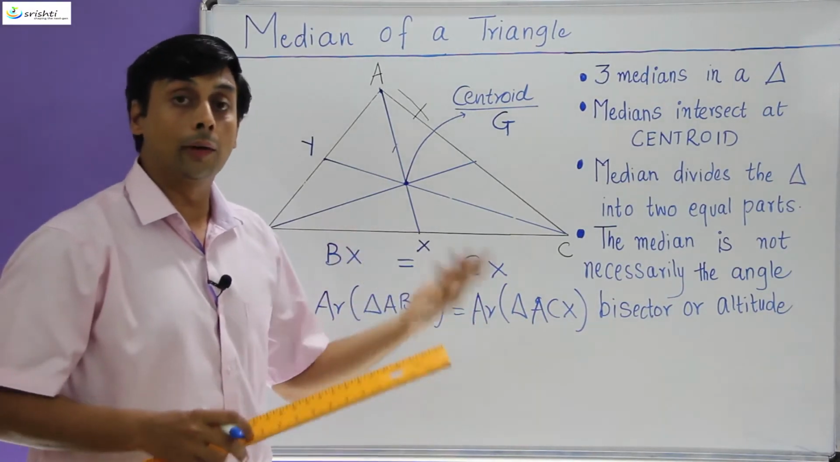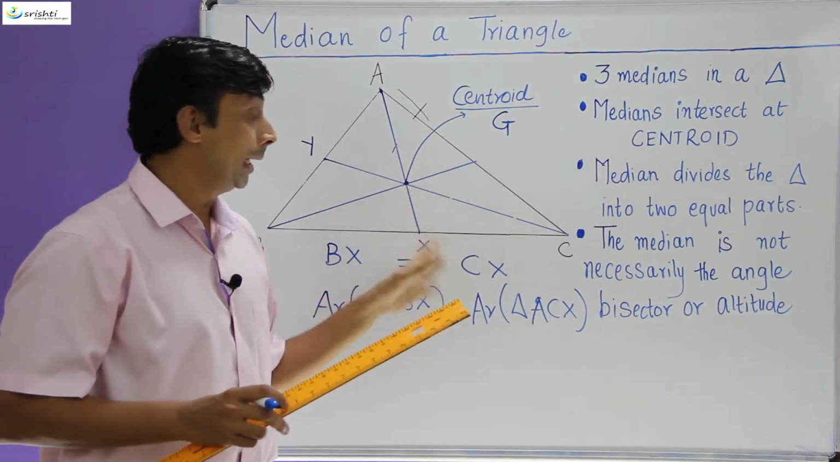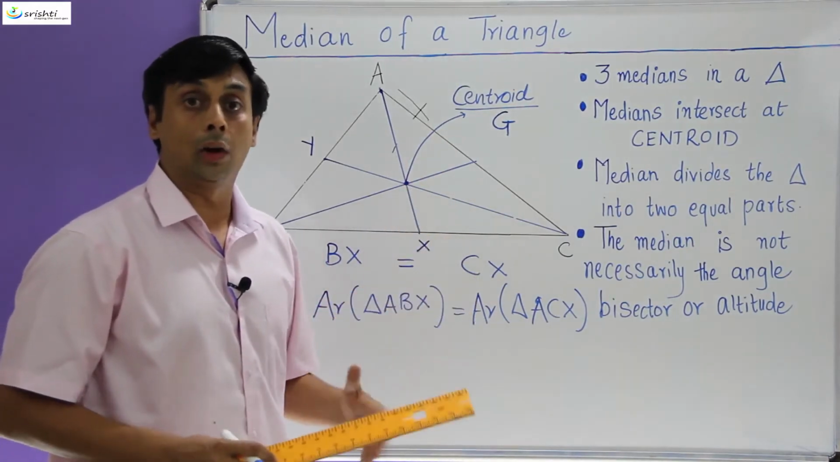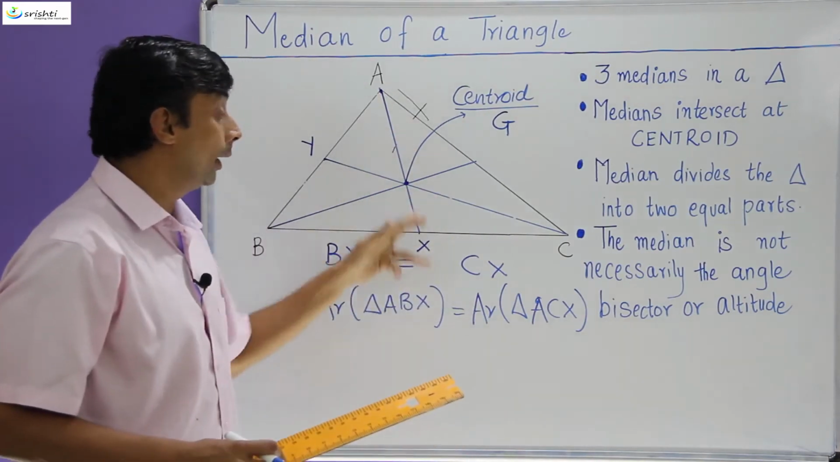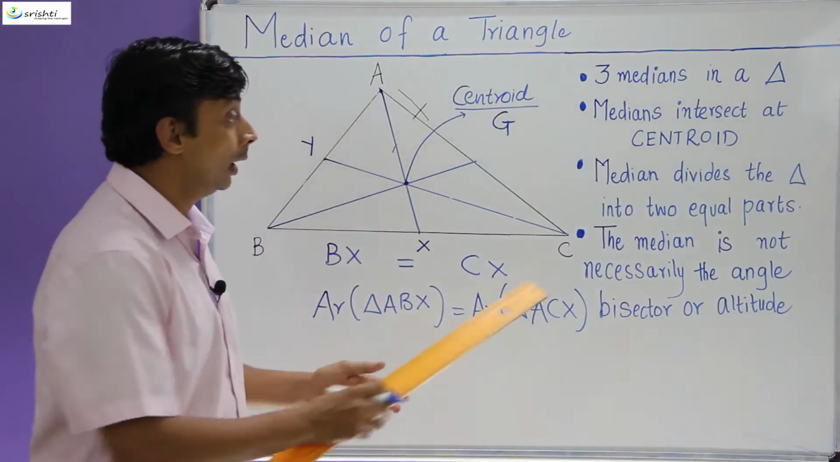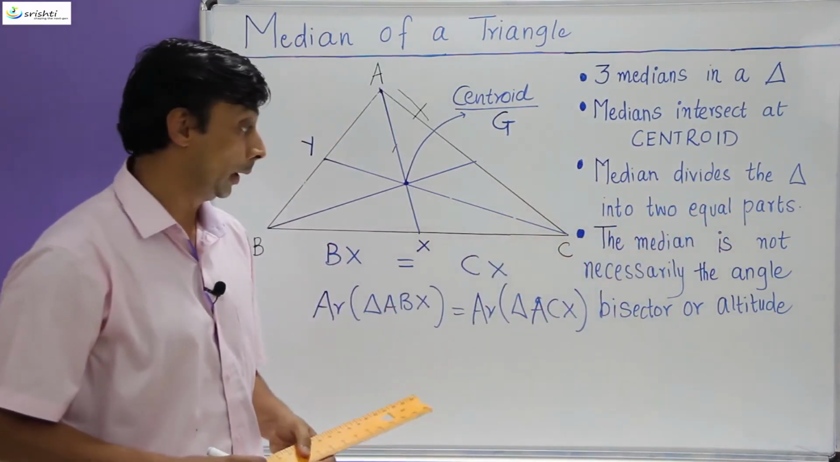So what the median is doing is, it is actually dividing the triangle into two equal parts, which means if you ever have an argument about dividing a triangular piece of say cake or triangular piece of land into two equal parts, all that you need to do is draw its median. So the median divides the triangle into two equal parts. That's the next special property.